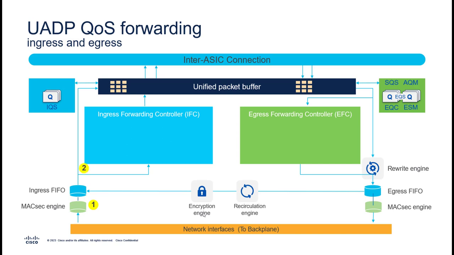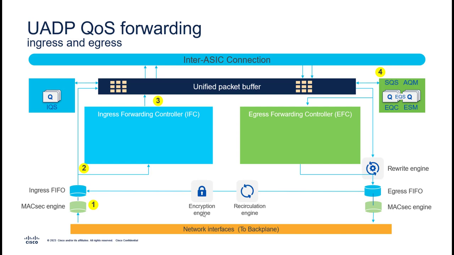Once the MACsec engine generates the clear packet, a couple of things happen. One, the copy of the header is sent to the ingress forwarding controller, and the full packet is saved onto the EQS block or the unified packet buffer, the buffering system that we have over here. The full packet is stored in the buffer, and the SQS or the EQS block that you see to the right side over here, that is responsible for queuing and scheduling. That is going to determine when and how this packet gets sent out onto the wire.